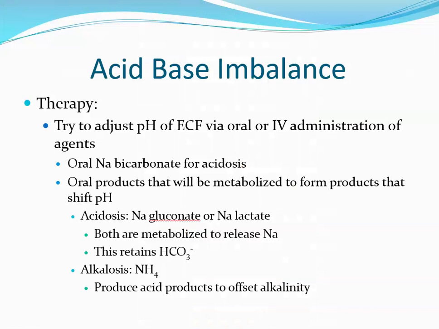Therapy for acid-base imbalances: try to adjust the pH of the ECF using either oral or IV administration of different agents. For example, you can use oral sodium bicarbonate to treat acidosis. You can use oral products that will be metabolized to form products that can result in pH shifts. In acidosis, you want to use sodium gluconate or sodium lactate. These are metabolized to release sodium, and this will help to retain the bicarb. In alkalosis, ammonium chloride will produce acid products that will offset the alkalinity.